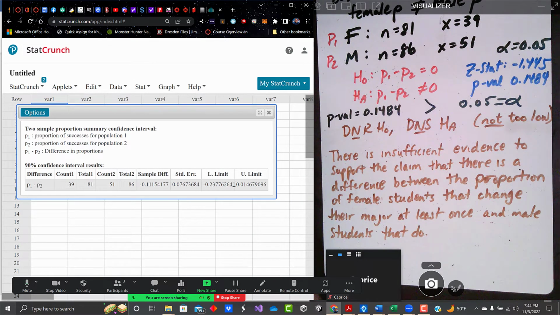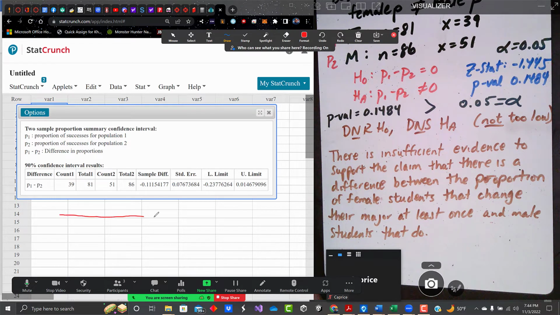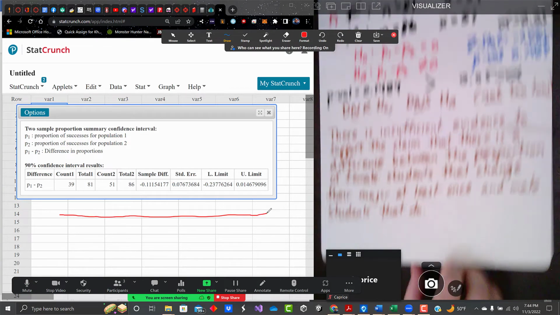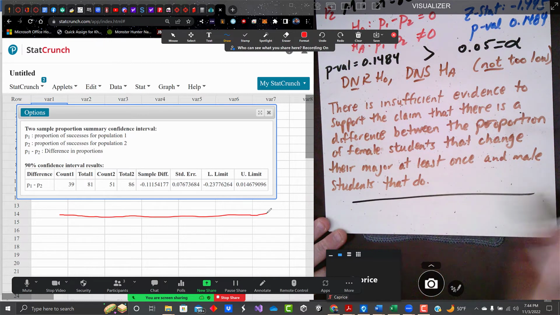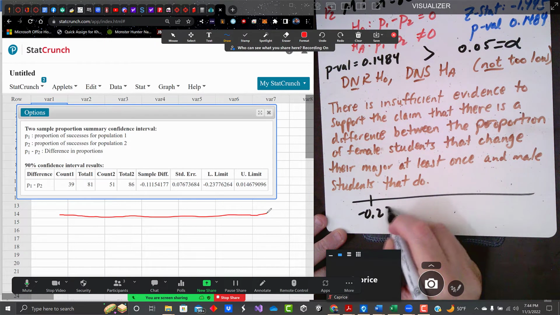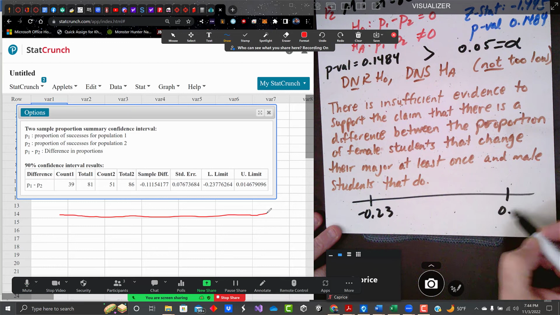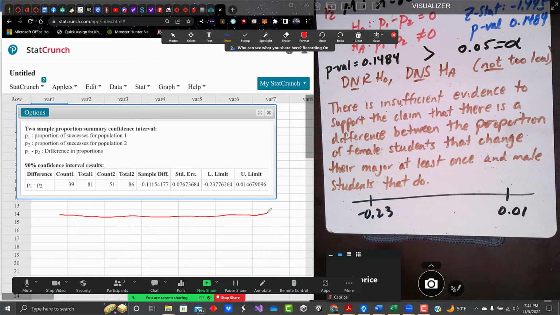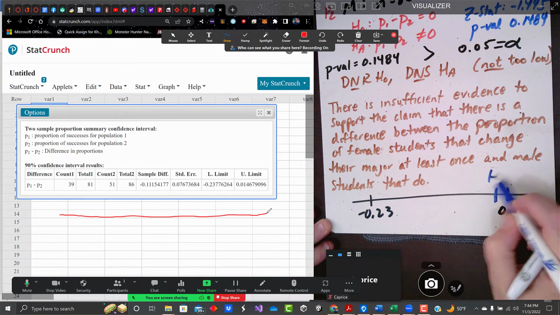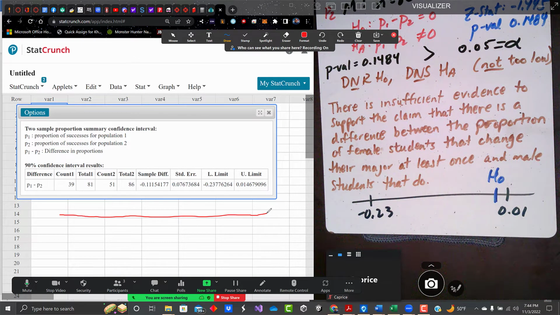And we can see again here that 0 is inside the limits. Now again, it's pretty close. Negative 0.23 and 0.01. This is really close to the right edge. H naught is barely inside the confidence interval, but it is inside. So maybe different samples for each group would yield different results.